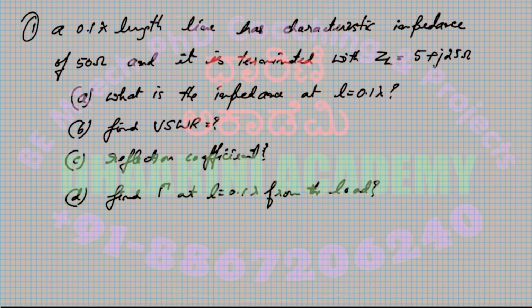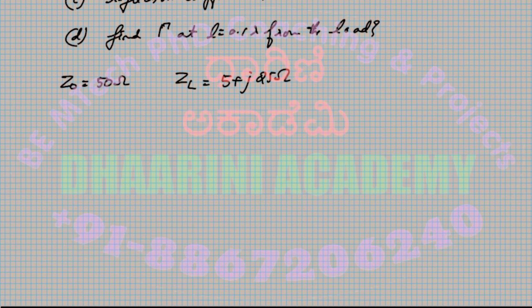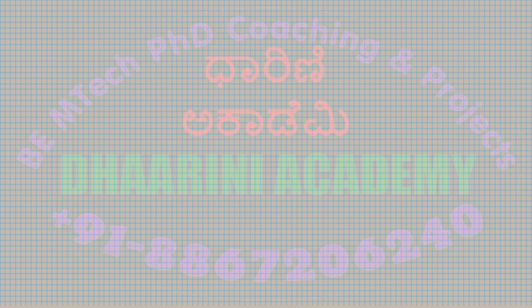Right, so just note down what is given. Length of the line is given, which is 0.1 lambda. It has a characteristic impedance, so Z0 is given. Z0 is equal to 50 ohms. ZL is equal to 5 plus J 25 ohms. Now I'll solve here. You also solve on your Smith chart. I'll bring up the Smith chart onto the screen now. Just 1 second.